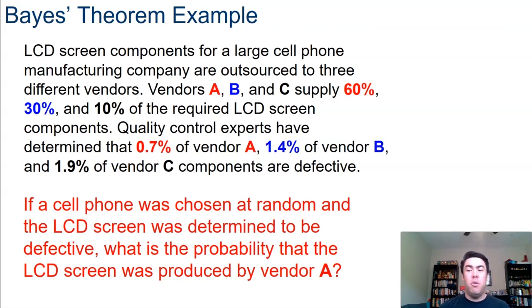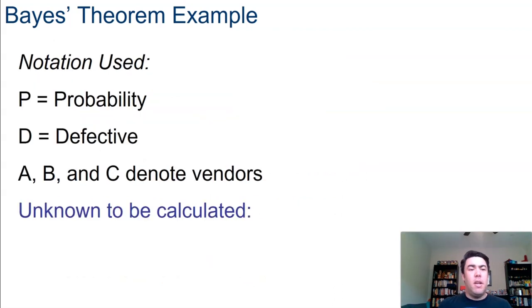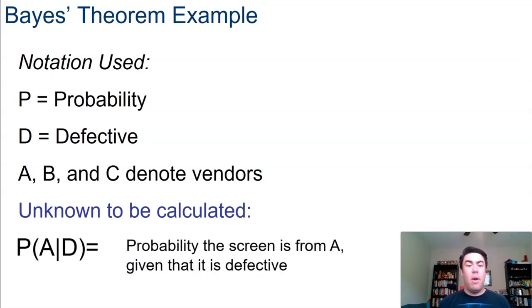Note that the vendors are mutually exclusive. Any given screen is outsourced to only one company. So the notation that we're going to use is that big P is the probability, D equals defective, and A, B, and C are going to denote the vendors. The unknown to be calculated is the probability the screen is from A, given that it is defective.